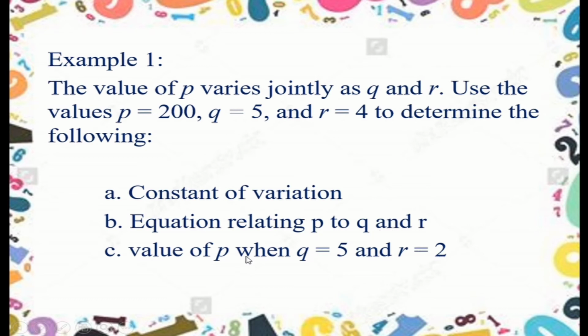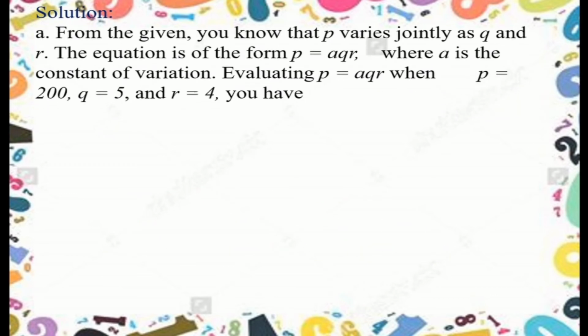So, hanapin natin una si constant of variation. From the given, you know that p varies jointly as q and r. Nauna si p rito, gaya ng sabi ko, diba, not all the time y ang ginagamit. May mga problems na gumagamit ng ibang letters. So, yung p varies jointly, ito na yung katumbas ni y ninyo. Ito yung mauna. Then, q and r. So, kopyahin lang ninyo, p is equal to aqr. Ito na yung inyong bagong equation, where a is the constant of variation.